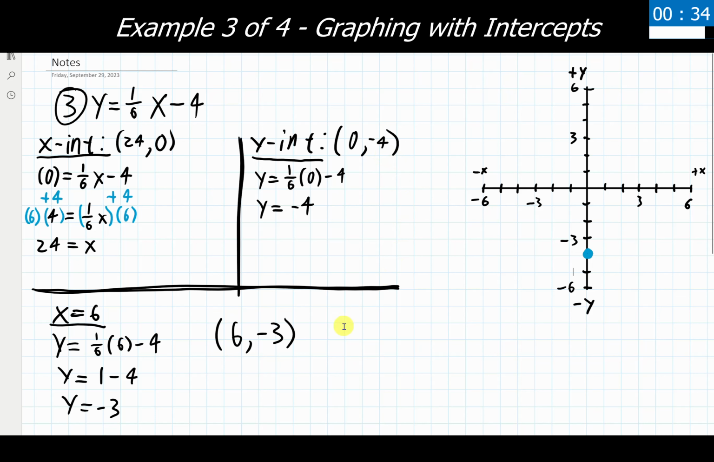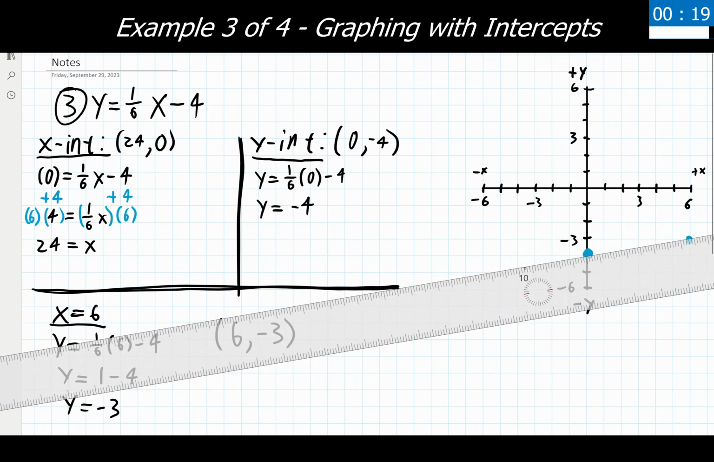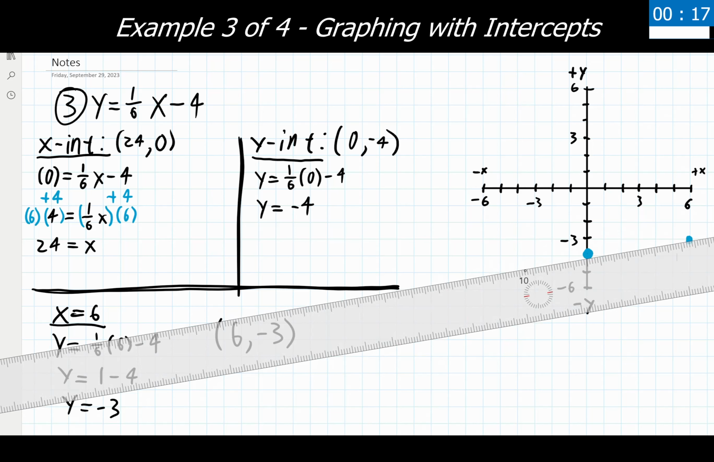And then our other point of 6, -3. So I'm coming over here to 6, and I'm going down 3, so it's going to end up right there. We'll bust out the ruler and get the last of this thing graphed and put together.